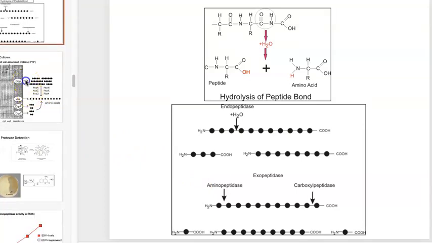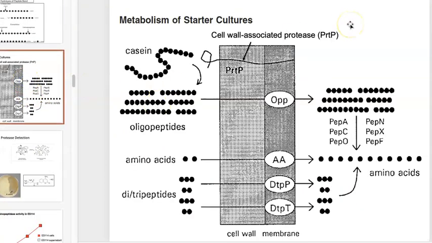This next slide just kind of overviews some of the transporters, permeases, and so forth that microbes might use to transport these things once they break them down. There's a couple variations on the theme here. So number one, you see a cell wall associated protease that's sticking out into the world and can chop up polypeptides. This is PRTP. And again, this is for starter culture type bacteria like Lactococcus, which we might use to make cheese, but by no means restricted to these types of organisms.